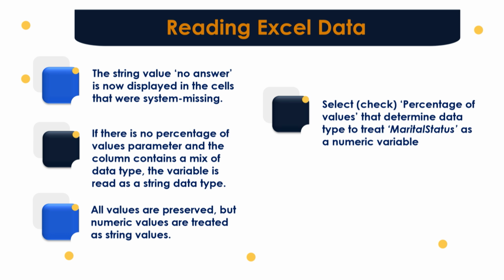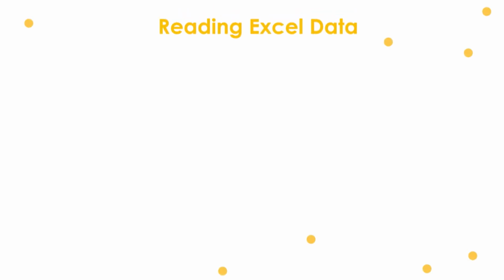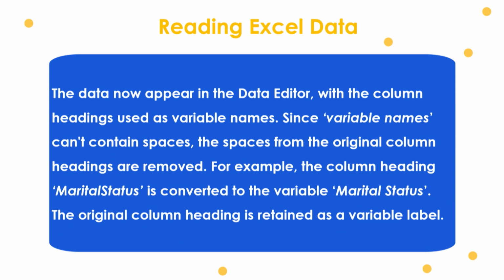Select, that is check, the percentage of values that determine data type, to treat the marital status as a numeric variable. At last, click OK to read the Excel file. So, how to read the Excel data we will be further discussing.